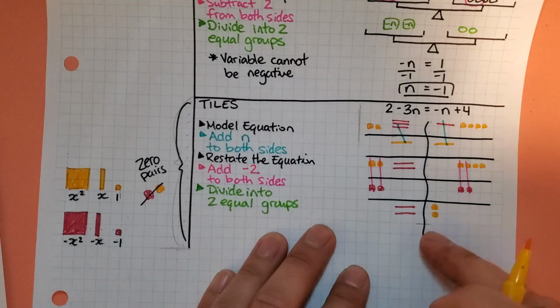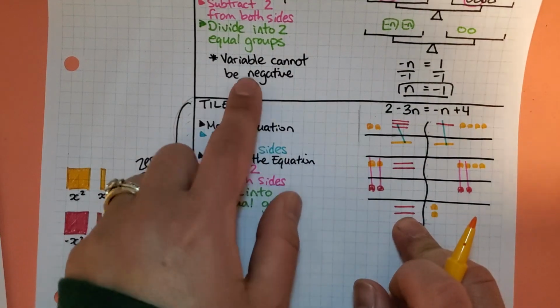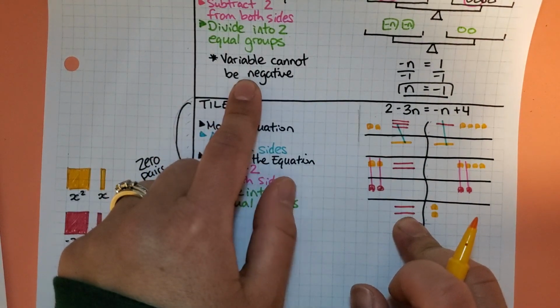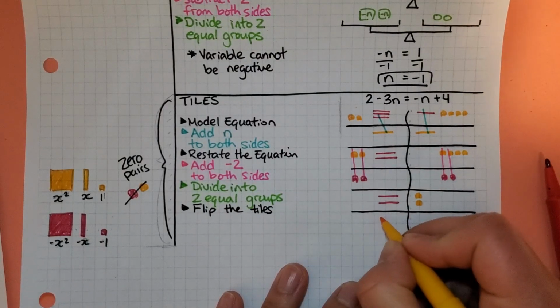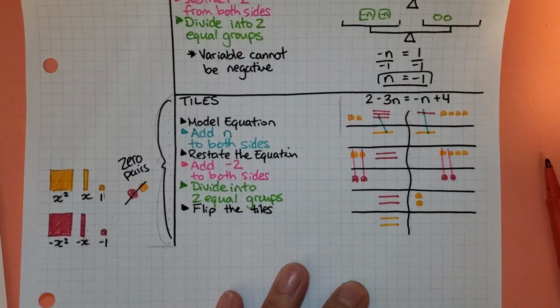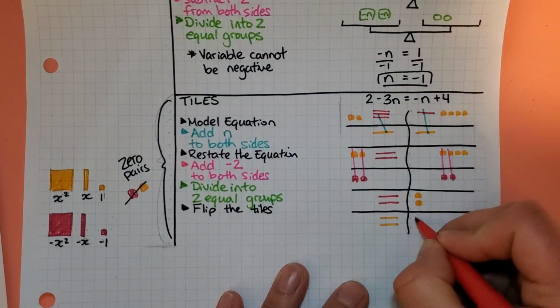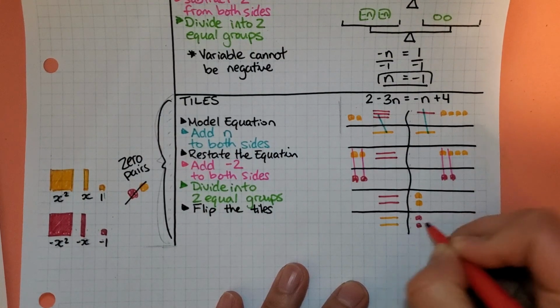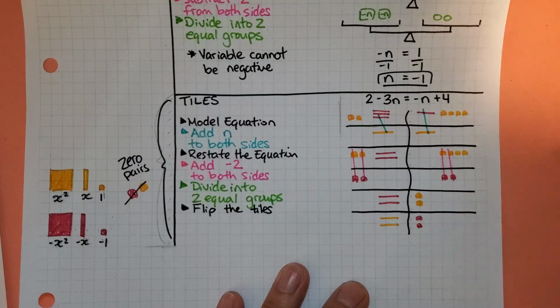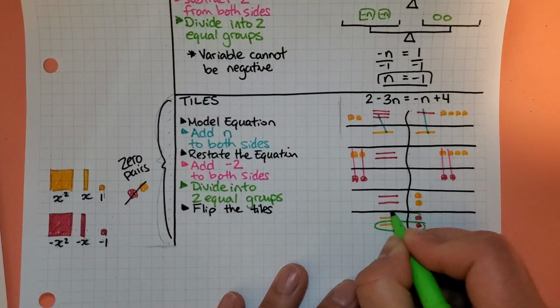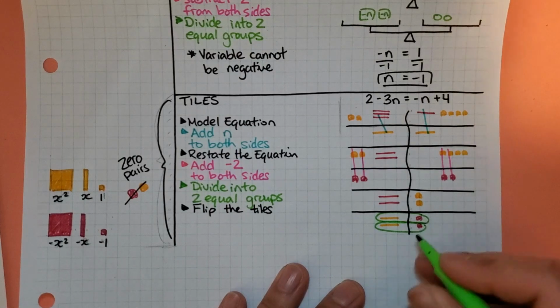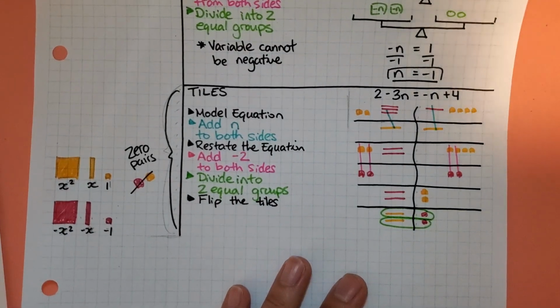Run into a problem where the variable cannot be negative. So we flip the tiles, the negatives become positives, the positives become negatives. And now we have our solution of n equals -1.